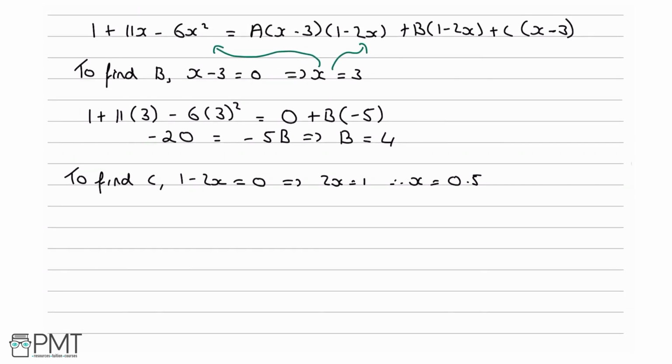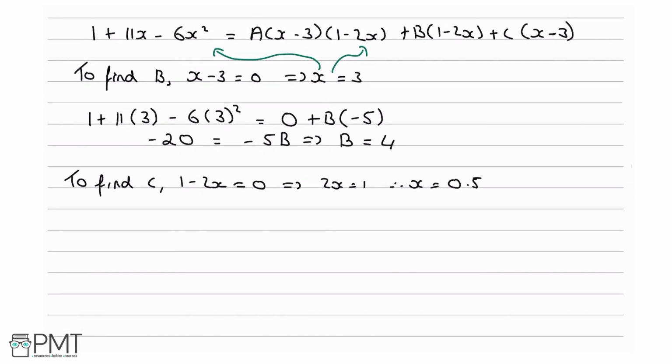Again, I'm going to plug x equals 0.5 into our left hand and right hand side, and we're going to solve for c. So we have 1 plus 11 times 0.5 minus 6 times 0.5 squared equals a times (x minus 3), which is 0, plus b times 0, which is 0, and then c times (0.5 minus 3), which is minus 2.5c, okay?